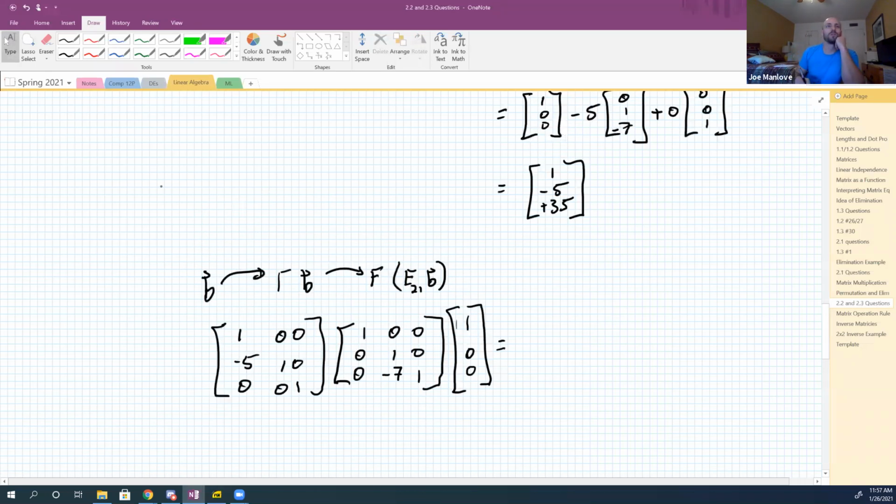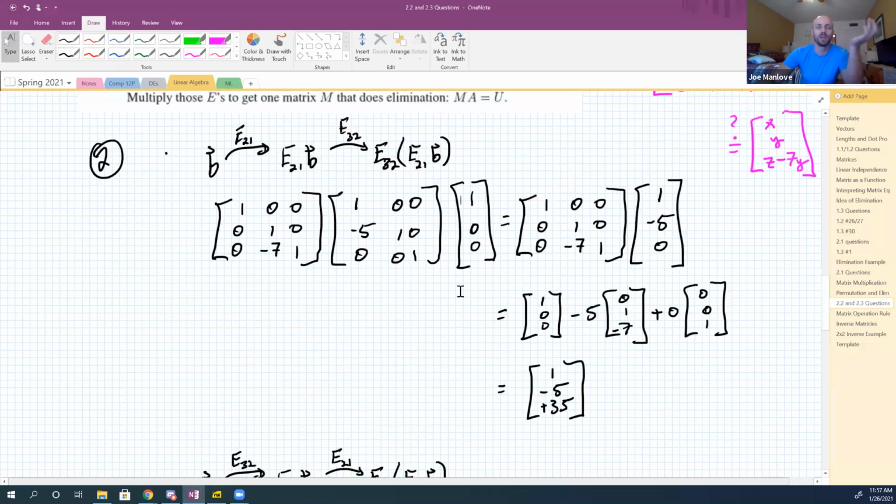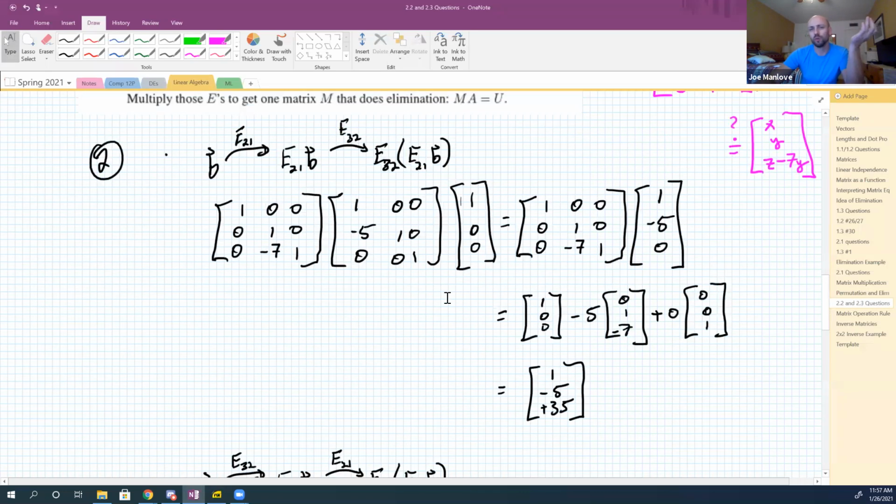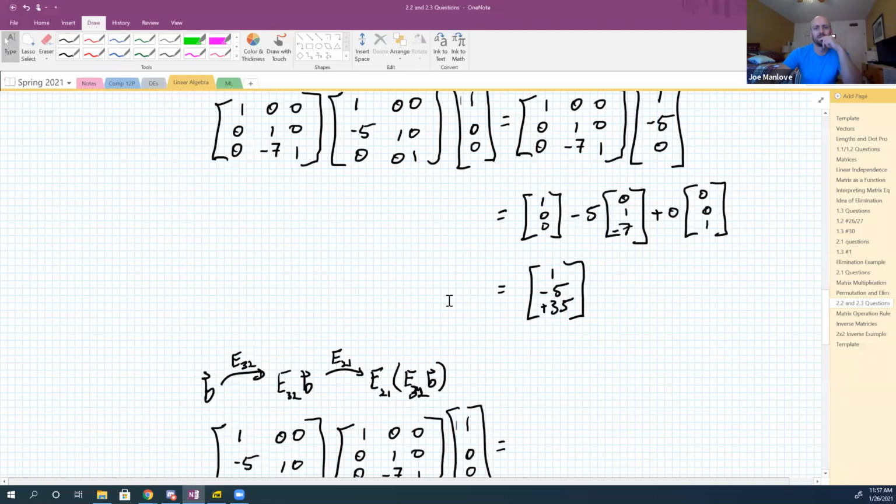Okay, so same problem, different order. I have E32 first. That's going to give me E32B. And then we're going to do E21 to that. You guys all with me on the flip-flop here? So I'm just doing the same thing in the opposite order. Seems like that shouldn't do anything different, right?